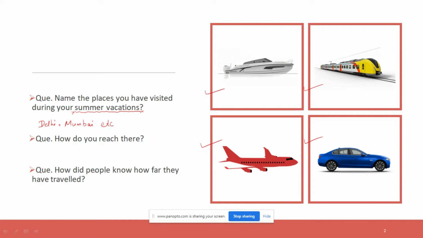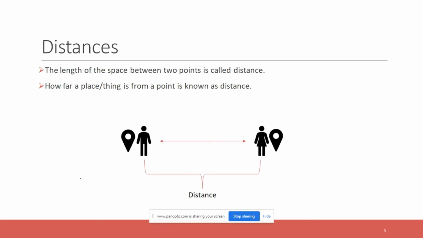Can you tell me how people know how far they are traveling? Do you know how far Delhi is from your house? Or if you are traveling to your relatives, how far is their house from your house? To answer this question, you need to know one term, and this term is known as distance. So let us see what is the meaning of distance.